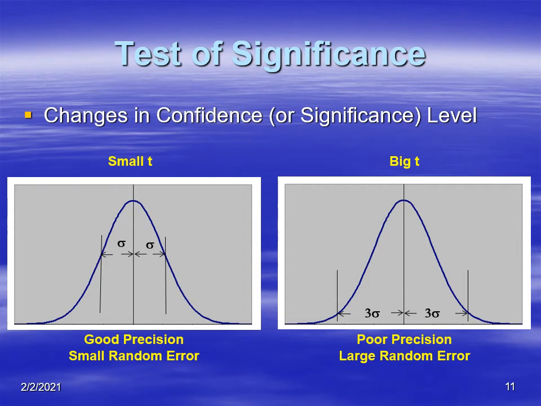And this graphically shows that. Here's a small t, here's a big T. On the left we're only accepting one standard deviation, so it is very close to the true value, and most measurements, 68%, fall within one standard deviation. So you've got good precision and small random errors. But if you increase the number of t's, in this case 3 standard deviations, then more of your measurements fall within your acceptable standards, but you've got poor precision, which means a lot of random errors.